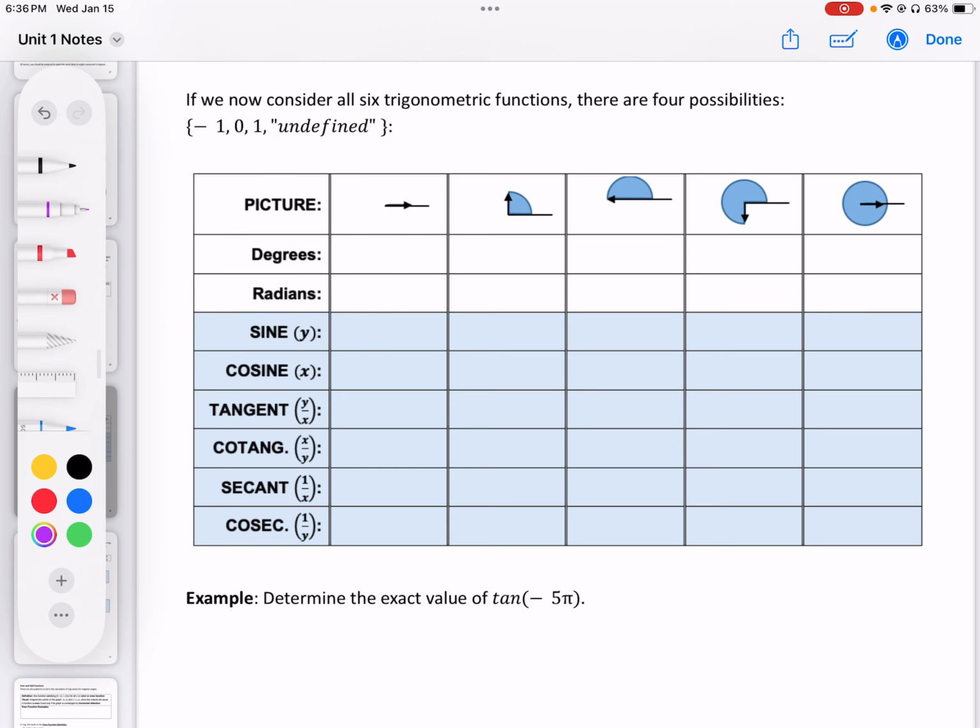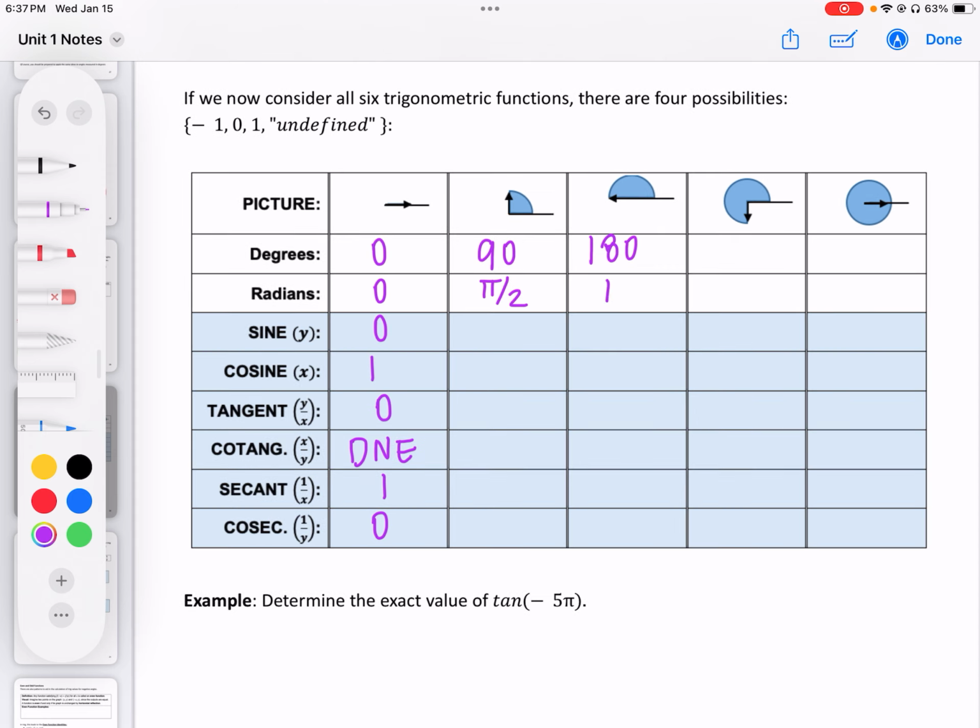If you are at 0 degrees, that's 0 radians, your sine is 0, your cosine is 1, your tangent is 0, your cotangent is undefined. Secant is going to be 1 and cosecant will be undefined. Then we have 90 or pi over 2, 180 or pi, 270 or 3 pi over 2, and 360 or 2 pi.